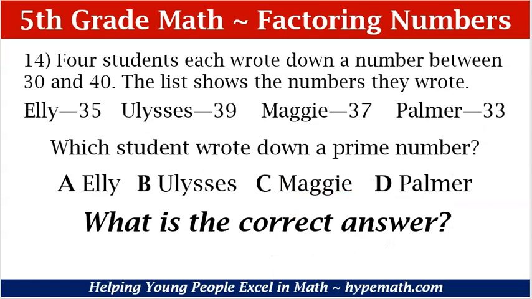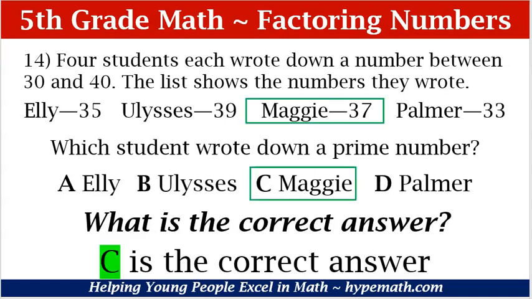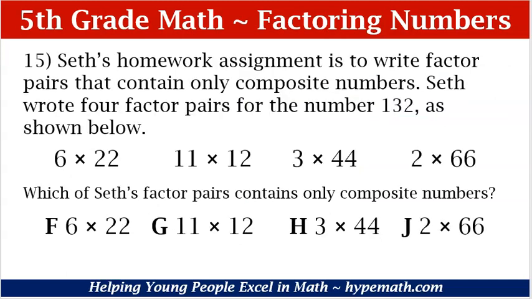So what is the correct answer? If you said C, give yourself a high five. You're absolutely correct. Maggie, who wrote down 37, that it was a prime number, she was correct. She is answer choice C. Let's look at another problem.